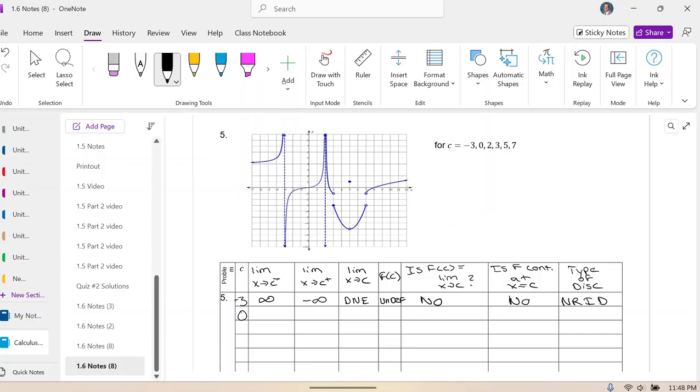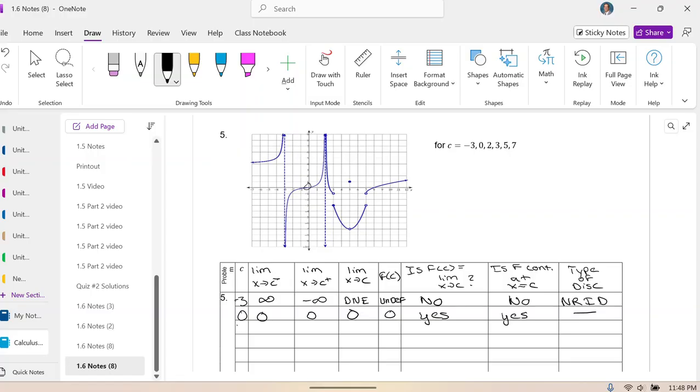Then for 0, here's 0 right here. From the left, it goes to 0. From the right, it goes to 0. So therefore, the limit as x approaches 0 is 0. The function value is also 0. So it's yes, yes, and there is no discontinuity.